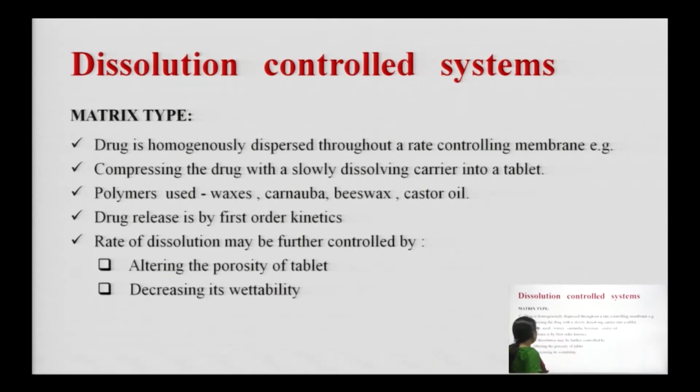The drug release from such systems occurs by first order kinetics, and the rate of dissolution may be further controlled by altering the porosity of the system or by decreasing its wettability. Again, if the porosity is decreased, the interaction between water and the dissolving drug particles can be minimized. So, by altering the porosity, you can control the dissolution rate of the drug. Secondly, by decreasing the wettability of the matrix, again you can decrease the dissolution of the drug and its contact with the dissolution medium.